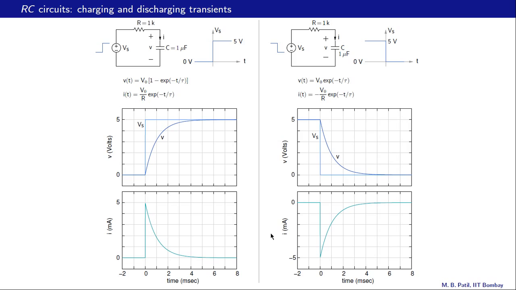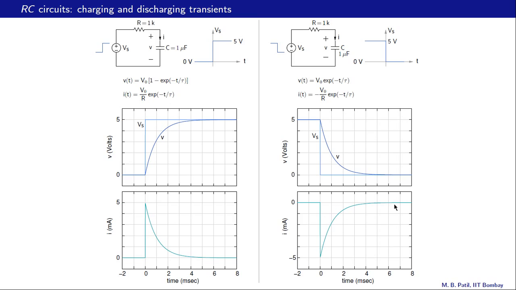As we would expect, the capacitor voltage is continuous, but the current is discontinuous. There is a discontinuity at t equal to 0, and this observation is similar to what we saw in the charging case. Now the capacitor current in this case is always negative. Eventually of course it becomes 0.